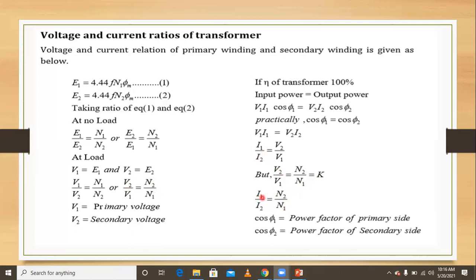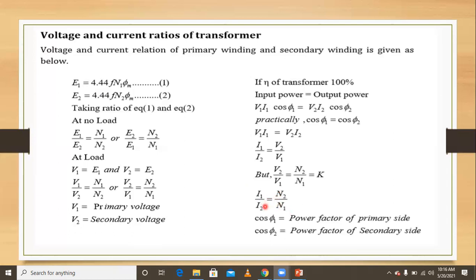So this means current is inversely proportional to the number of turns. The number of turns increasing means current is decreasing. I1 is inversely proportional to N1, so I1 is proportional to 1 by N1. If the number of turns in the primary winding increases, the current I1 decreases. If the number of turns in the secondary winding increases, the current I2 decreases.